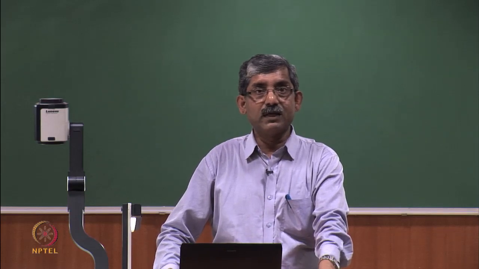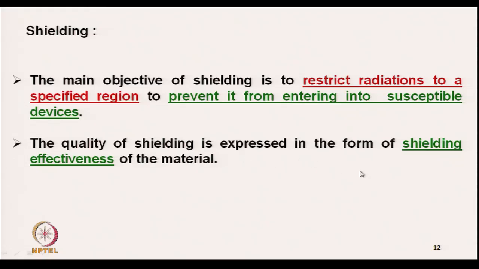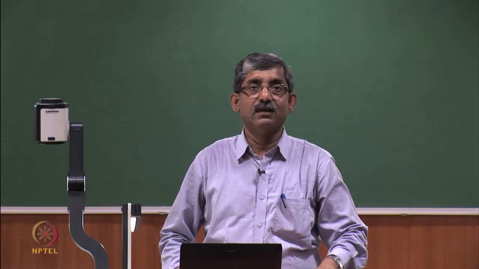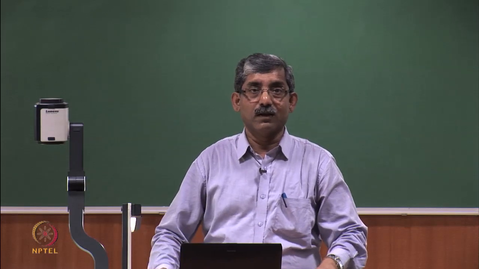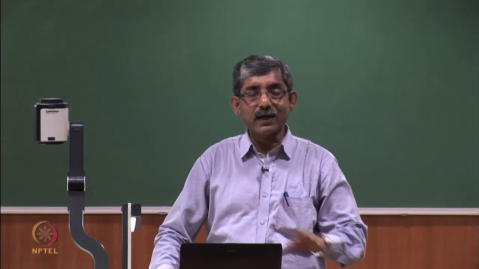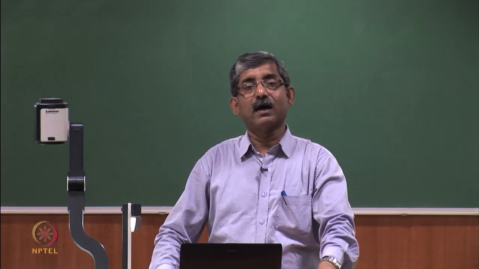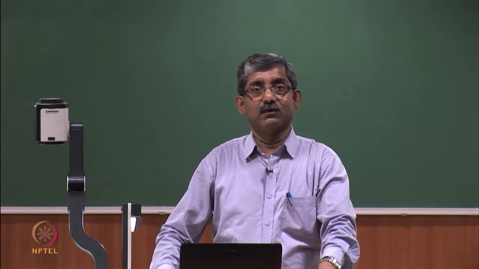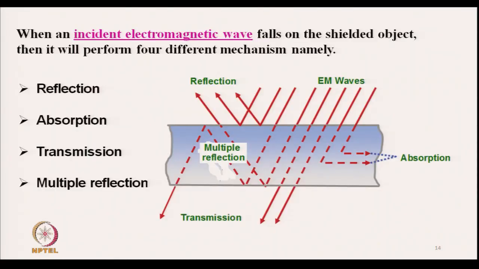The quality of shielding is expressed in terms of shielding effectiveness. The shielding effectiveness of a material, if we can measure it, is expressed in terms of decibel. Higher decibel value means higher shielding effectiveness. Now, the mechanism of shielding. So, this is the electromagnetic wave.